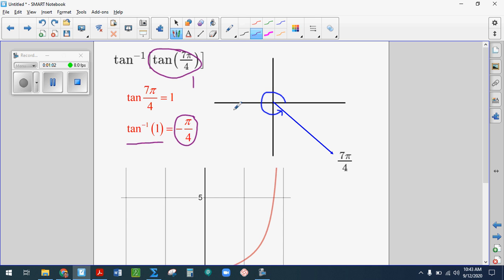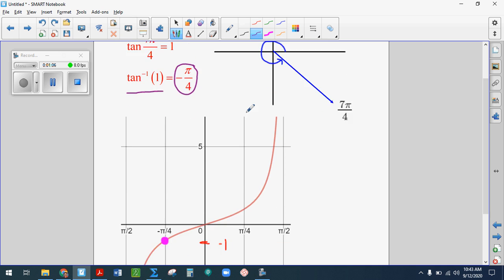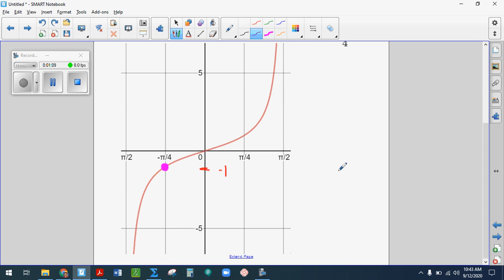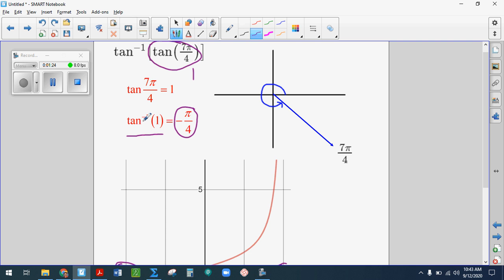The entire point of the lesson on inverse functions was that instead of looking at your graph from negative infinity to infinity, you're going to look at a portion of the graph. We're going to restrict the domain. For tangent, we restricted it from negative pi over 2 to pi over 2. So when we're saying, where does tangent equal 1? And really, this should be negative 1, shouldn't it? So negative 1, negative 1, right? So where does tangent equal negative 1?